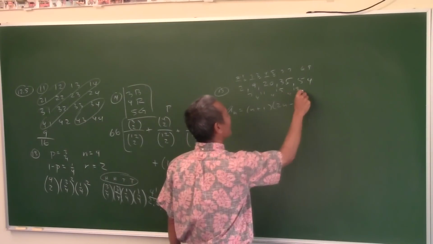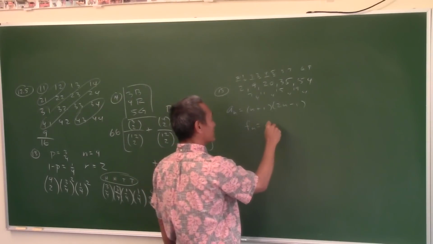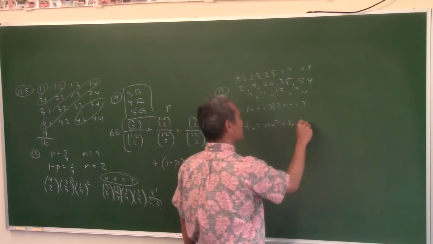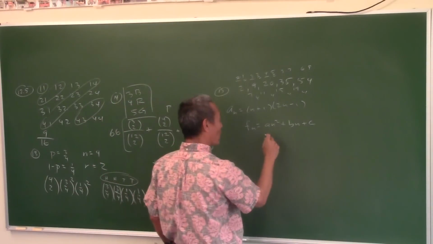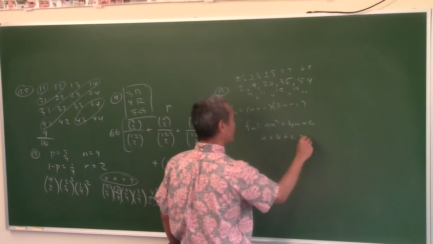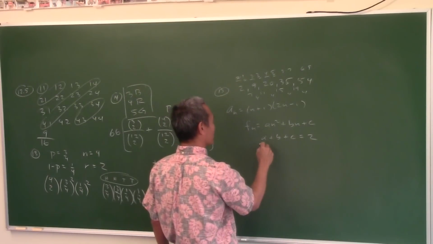4, 4, 4, 4. If it takes 2 levels, that means the formula is going to be quadratic. So an squared plus bn plus c. And then you solve 3 equations with 3 variables. If you plug in 1 into this formula, you should get the first term. You plug in 2 into this formula, so what would that be?